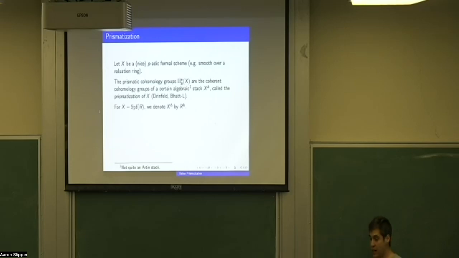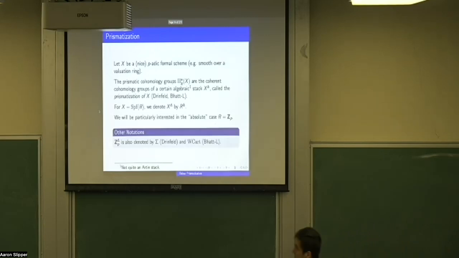And in the case where X is affine, or it's the formal spectrum of a ring R, I'm just going to denote that instead by X prism, by R prism. And the main case of interest in this talk is going to be the absolute case, where R is just the p-adic integers. And in this case, there are some other notations for this object. Volodya called this sigma, and Bhargav and I called this the Cartier-Witt stack, W-cart. And I will probably accidentally lapse into using that terminology when giving this talk.